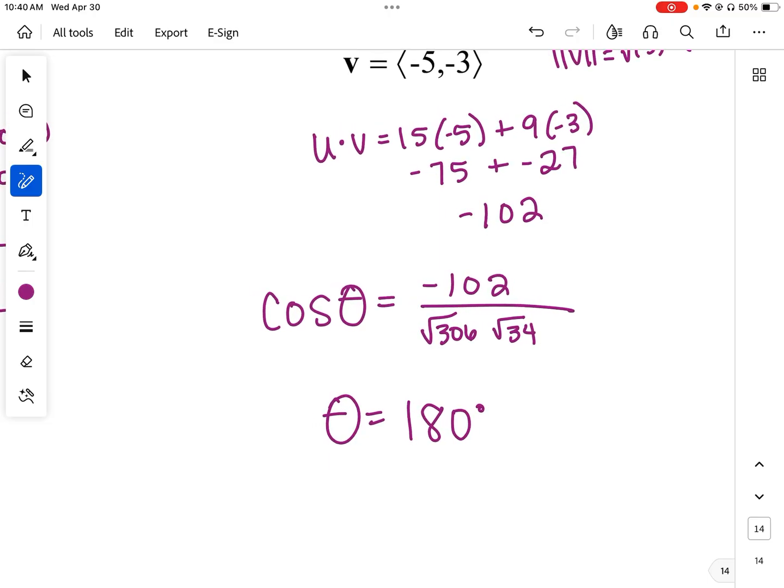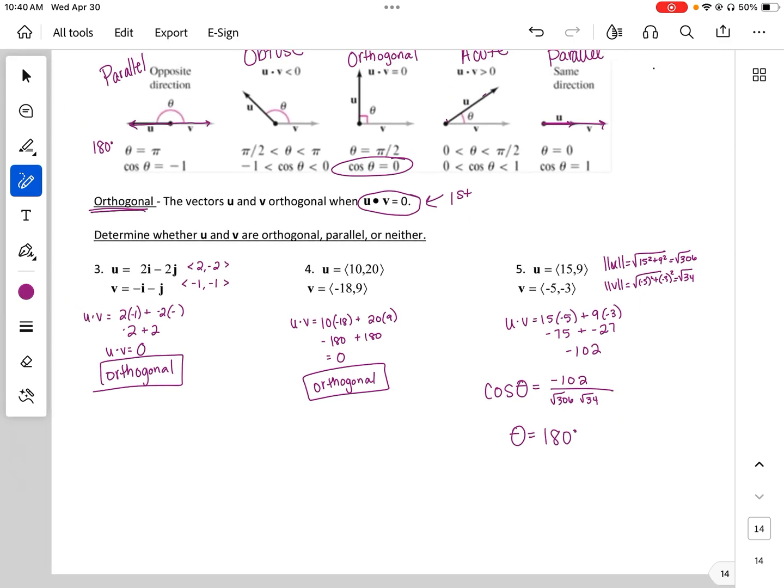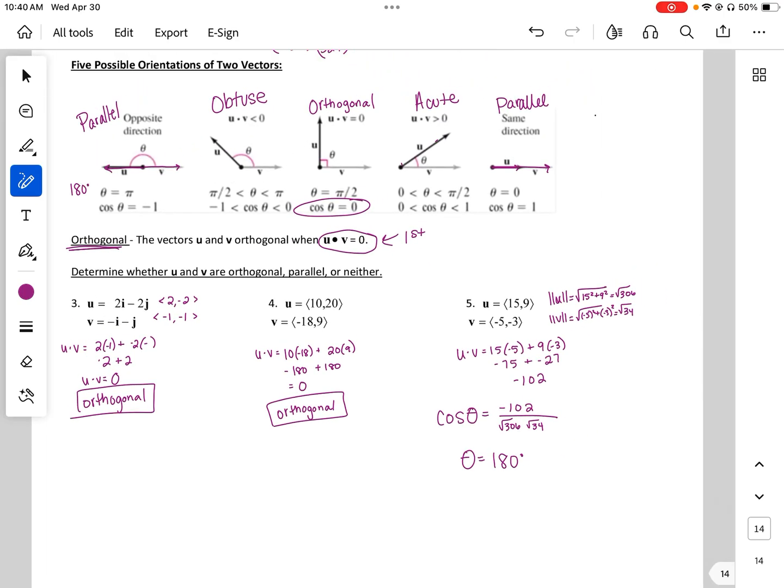So we know it's not orthogonal because the dot product was not 0. Then we've got to figure out, well, what is it? 180 degrees would be this one right here, which tells us they are parallel.